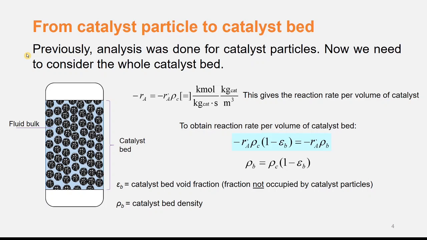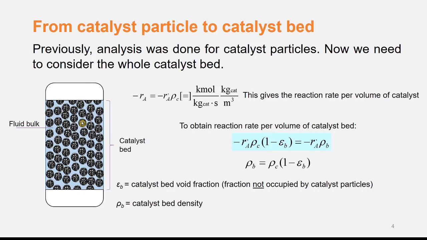So how do we now consider the whole catalyst bed? We have defined negative RA as the reaction rate per volume of catalyst. We started with negative RA prime, which was per kilogram of catalyst, and we multiplied it by the catalyst density to get it per unit volume of catalyst. Now we want to work out how big the reactor needs to be, and for that we want the volume of the catalytic bed rather than the volume of the catalyst itself.